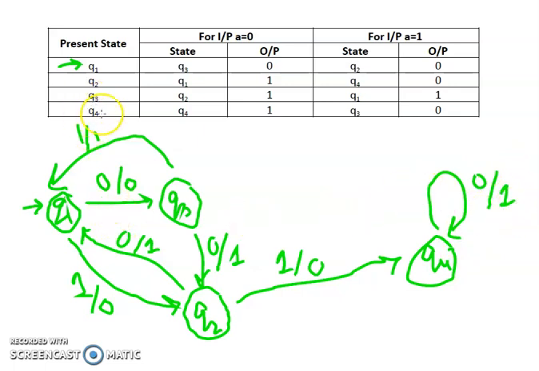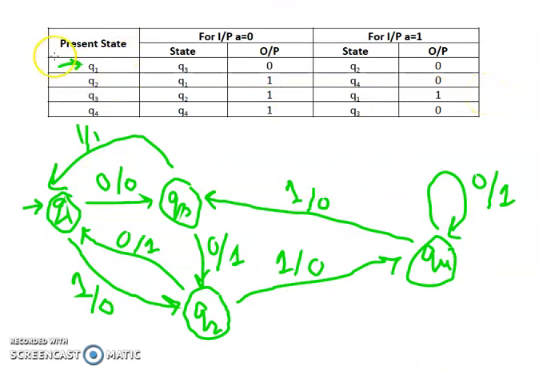Now suppose we are on the state Q4 and reading the input symbol 1, then we will move to state Q3. So we are going to move from state Q4 to Q3, reading an input of 1. The output generated is 0 corresponding to this transition. So this is the complete transition diagram for the table given to us.